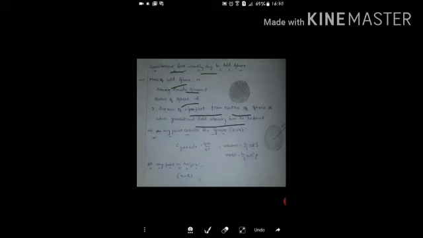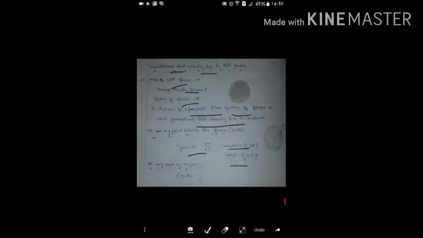Now, at any point outside the sphere, r is greater than R. Here the point is outside the sphere and the distance from the point to the center is greater than the radius of the sphere, and Eg outside is equal to GM by r square. Here the volume of the sphere is 4 by 3 pi R cube and the mass is 4 by 3 pi R cube rho.